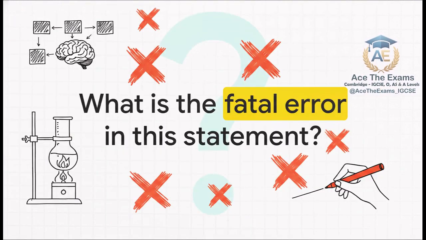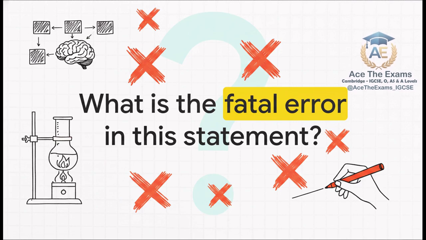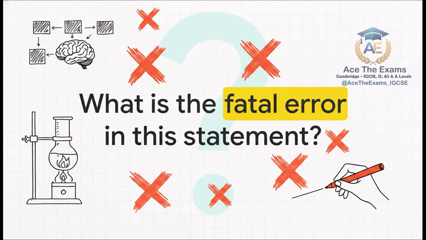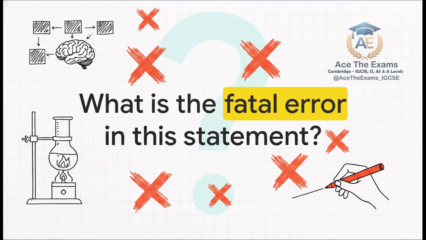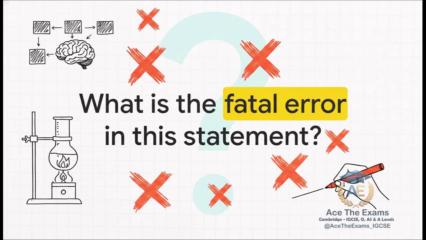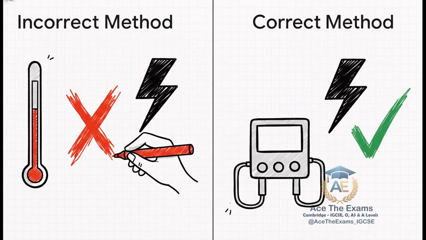I want you to pause for a second. Look closely at that statement. Use the 4-step framework we just talked about. Think about the apparatus in the diagram. Can you predict exactly what the examiner's red pen is going to cross out here? What is the fatal error? All right, here comes the red pen.